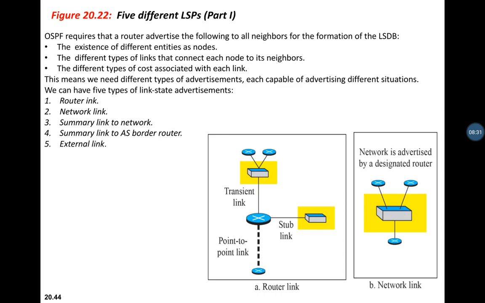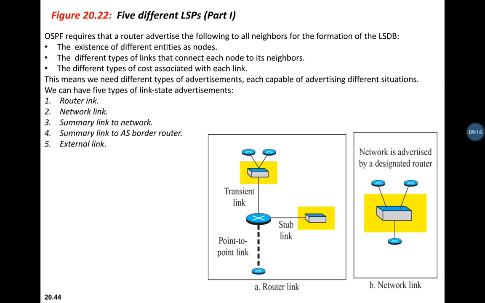So first is the router link. Router link advertises the existence of the router as a node. This defines one or more types of links that connect the advertising router to other entities. Here we have a transient link, stub link, and point-to-point link. The transient link will announce the link to the transient network, a network which is connected to the rest of the network by one or more routers. You can see different routers here. This transient link defines the address of the transient network and the cost of the link.